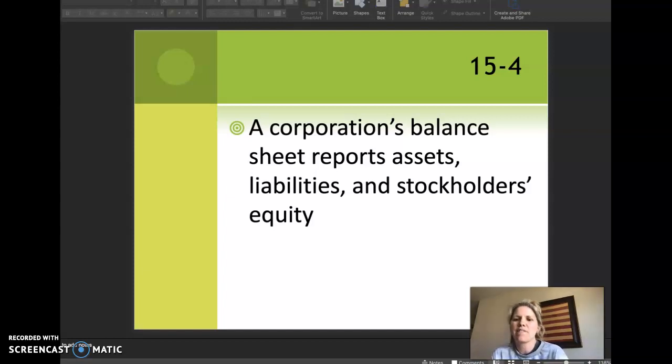Okay, notes for lesson 15-4. In this section, we are looking at our balance sheet, which we've done before. So just a reminder, our balance sheet reports our assets, liabilities, and stockholders' equity.